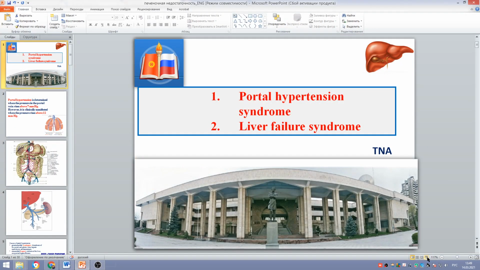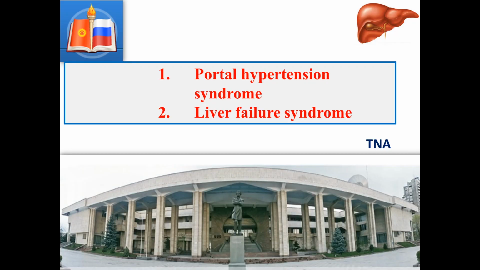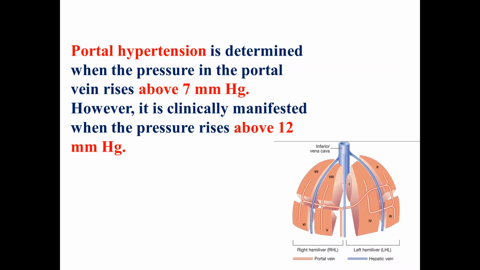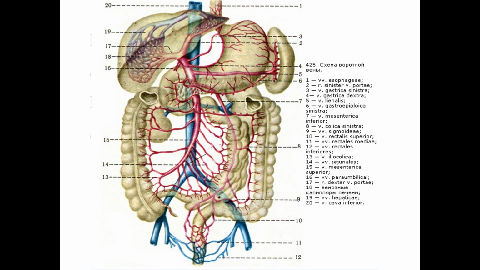Hello, dear friends. Today we are talking about portal hypertension syndrome and liver failure syndrome. Portal hypertension is determined when the pressure in the portal vein rises above 7 mmHg. However, it's clinically manifested when the pressure rises above 12 mmHg.